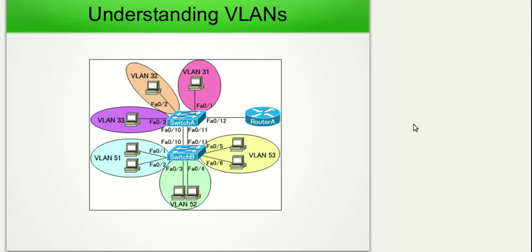Trunk links allow us to carry traffic for multiple VLANs over a single connection, and the tagging we can use for the trunk links is either 802.1q or ISL. 802.1q is vendor neutral and can be used with any vendor. ISL is Cisco only. 802.1q has less overhead than ISL and accomplishes the same job, and also supports a native VLAN.